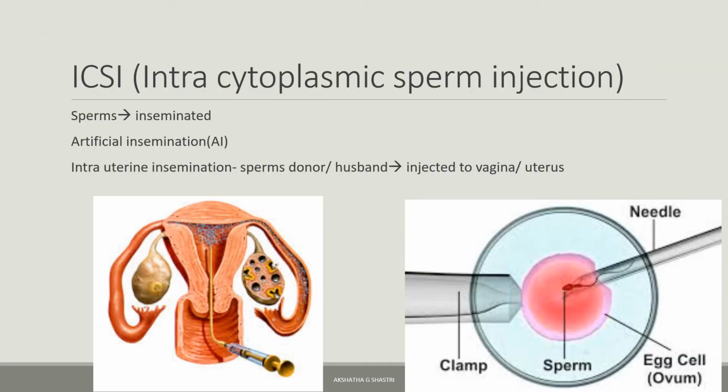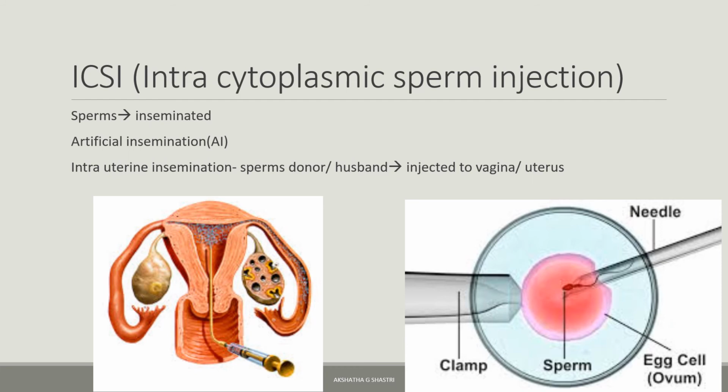Next, one more, the ICSI, that is intracytoplasmic sperm injection. This is a specialized procedure. In order to form the embryo, they do it in a laboratory. Here the sperms are directly injected to inseminate the egg. This is done in case of very low sperm counts.